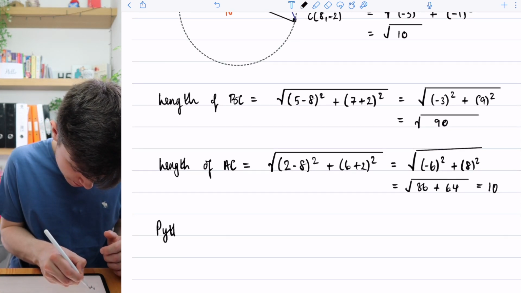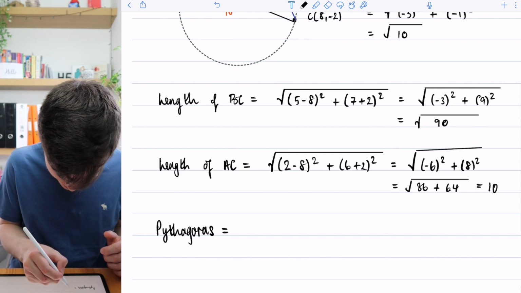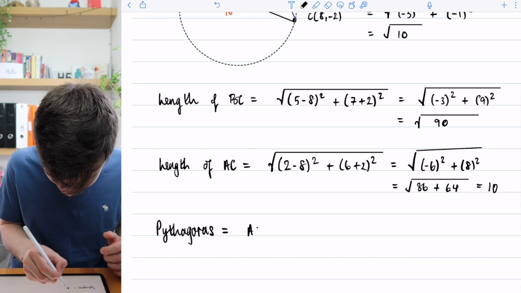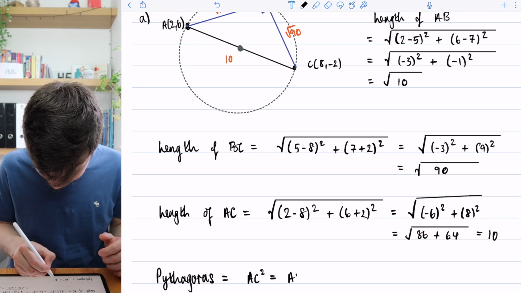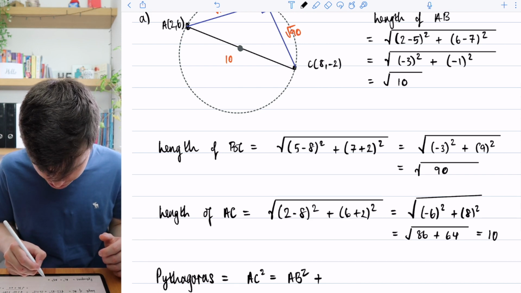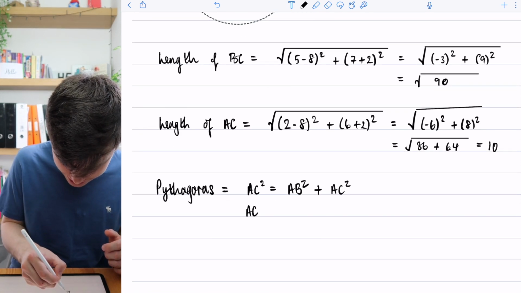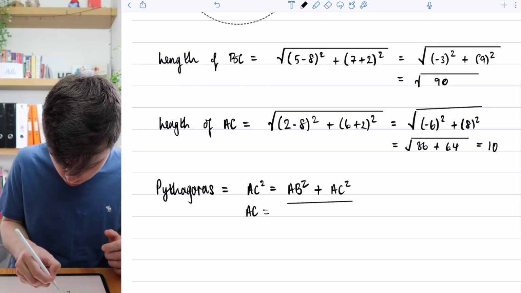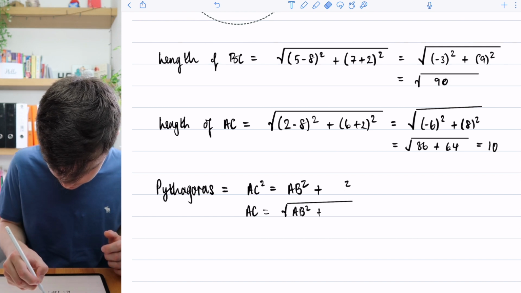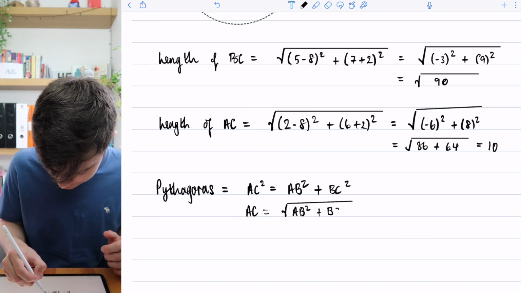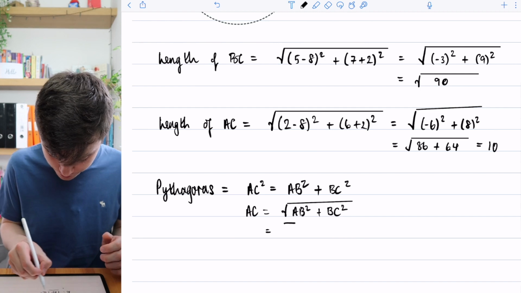Pythagoras says this. AC squared will be equal to AB squared plus BC squared. In other words, AC is the square root of AB squared plus, not AC squared, sorry, BC squared. Okay, so let's substitute that and find out what AC is.